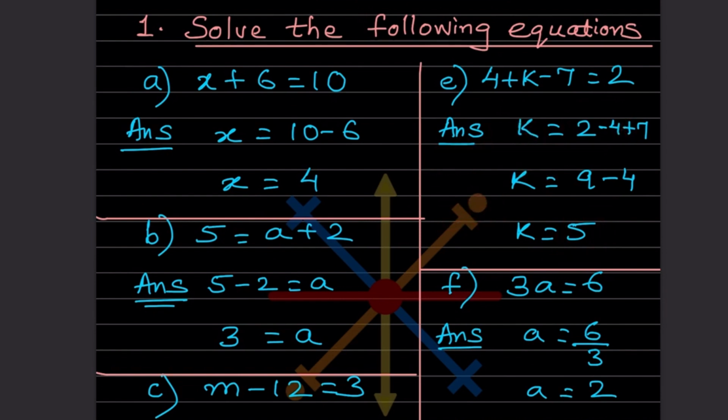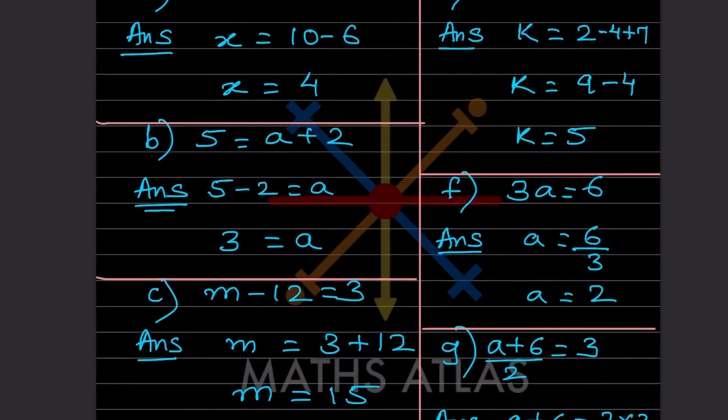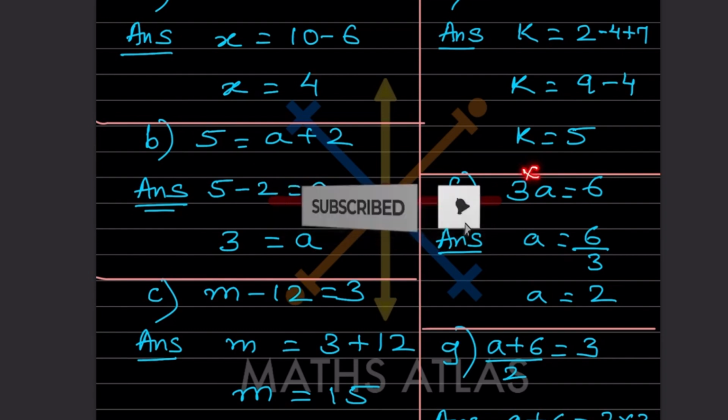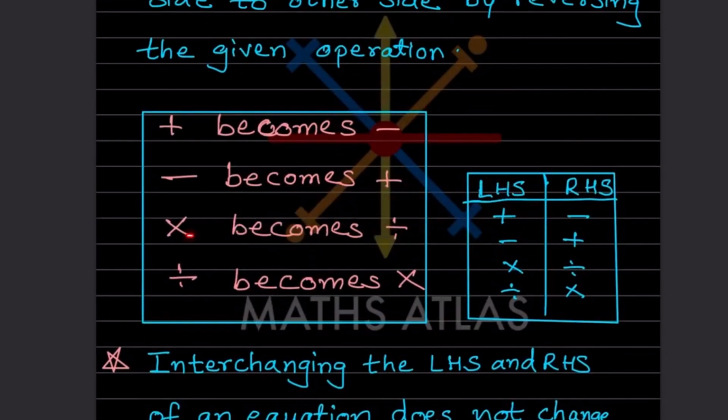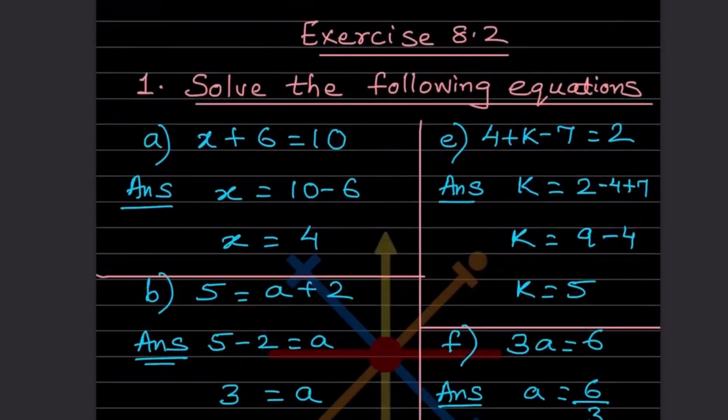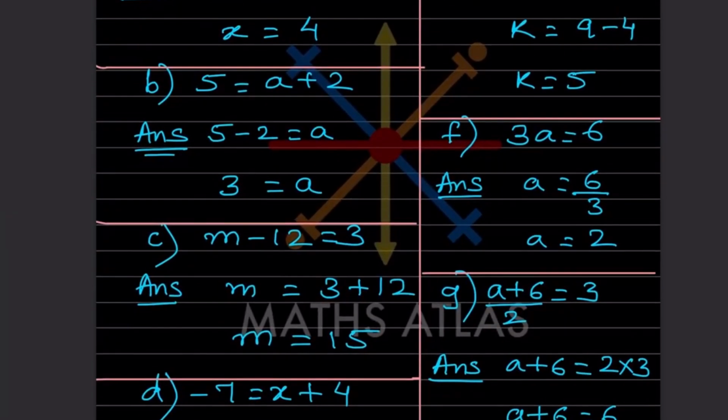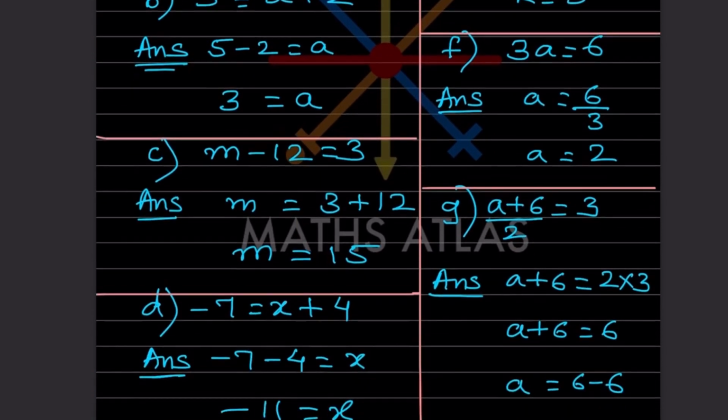Yeah. So now the next question says that 3a is equal to 6. There is a multiplication sign over here, so a is going to be, when multiplication becomes division, can you see here? Multiplication becomes division. Now when you cancel this out, here it will get divided. 3 ones are 3, 3 twos are 6. So a is 2.